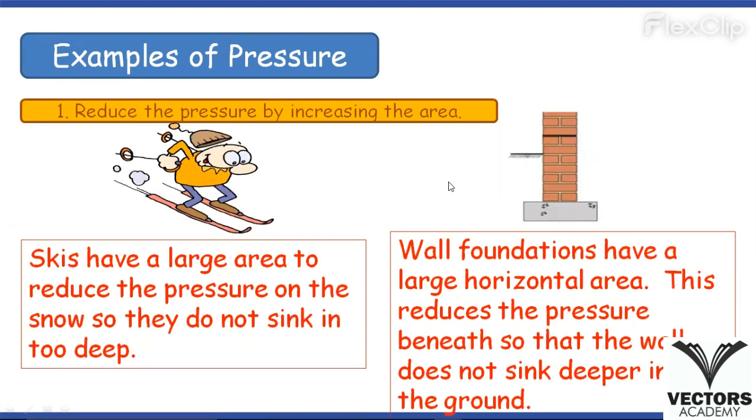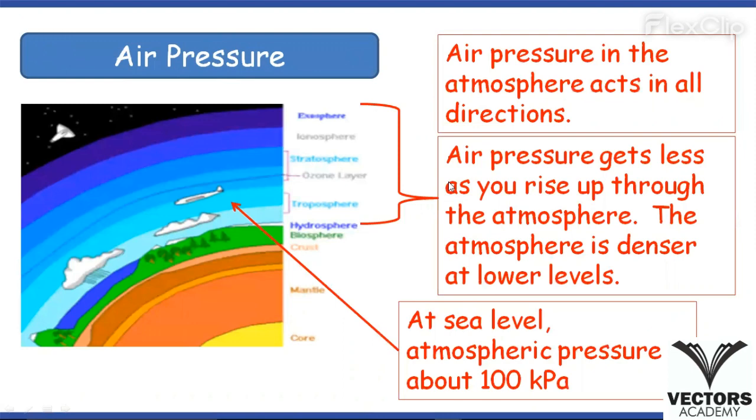Skis have a large area to reduce the pressure on the snow so they do not sink in too deep. Wall foundations have a large area. This reduces the pressure beneath so that the wall does not sink deeper into the ground.